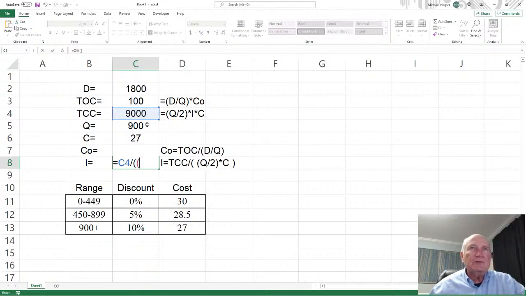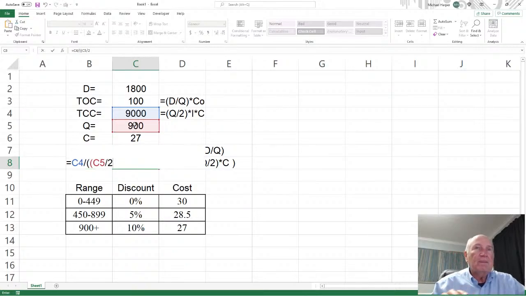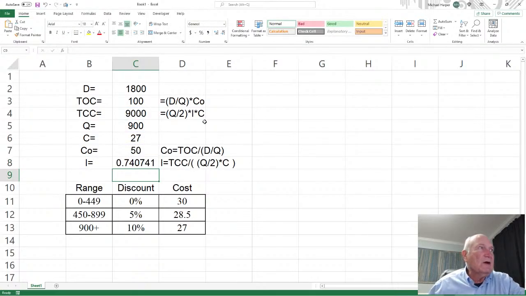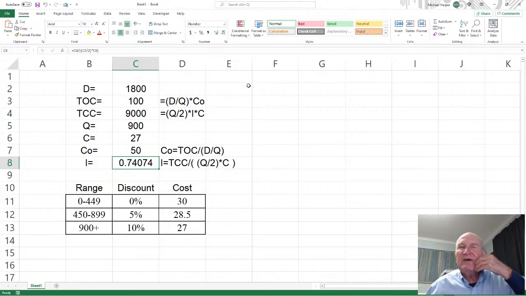It equals TCC divided by open parenthesis Q over 2, that's Q divided by 2, close parenthesis, times the C, which is 27. And there we go. We don't need all those significant figures, let's have 5, that's good enough. So now we have the information to start here.